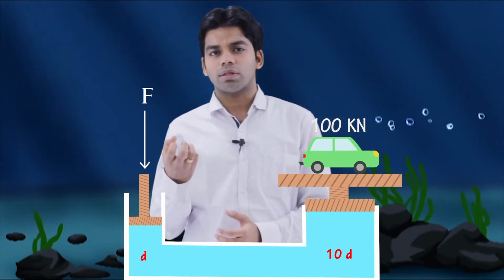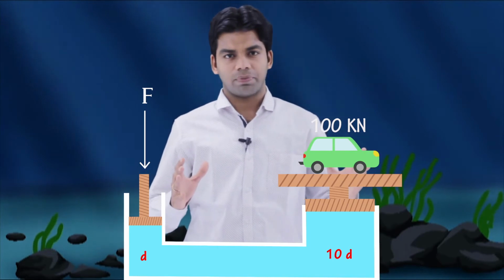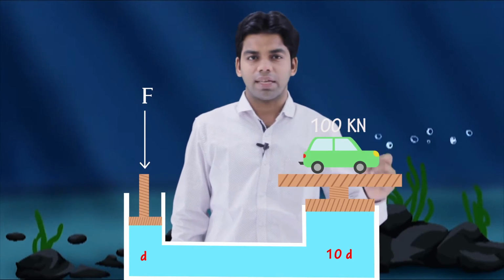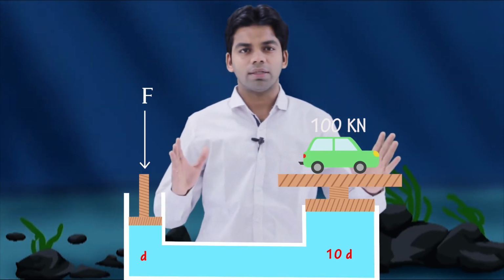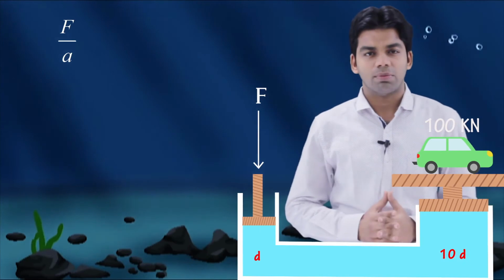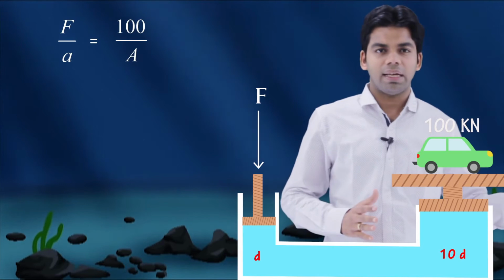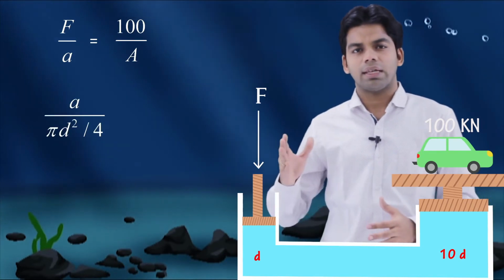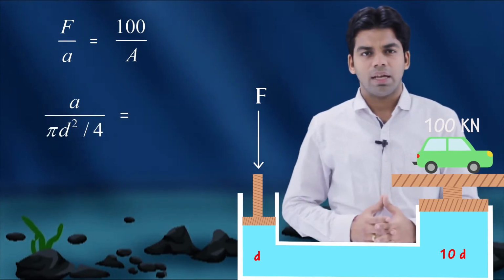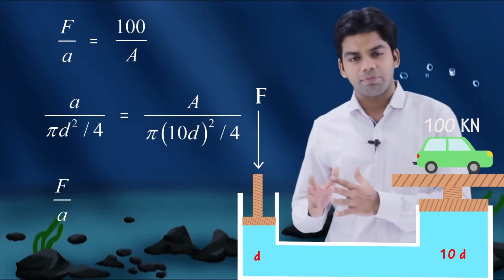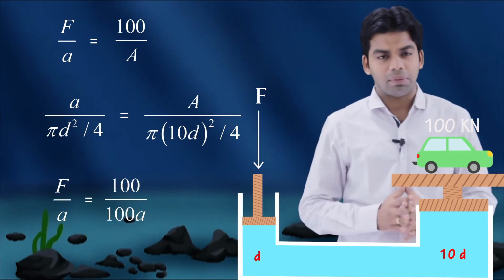Now because of that force some pressure is created, and because this is a confined fluid, that pressure will be equal in all directions according to Pascal's law. So at the bigger end also the pressure will be the same. So equating the pressure at the two ends, here the pressure is F by small a, let's suppose the area here is small a, is equal to 100 kilonewton by capital A. Now small a is pi by 4 into d square, capital A is pi by 4 into (10d) square. Okay, so this will be F by a is equal to 100 by 100a.